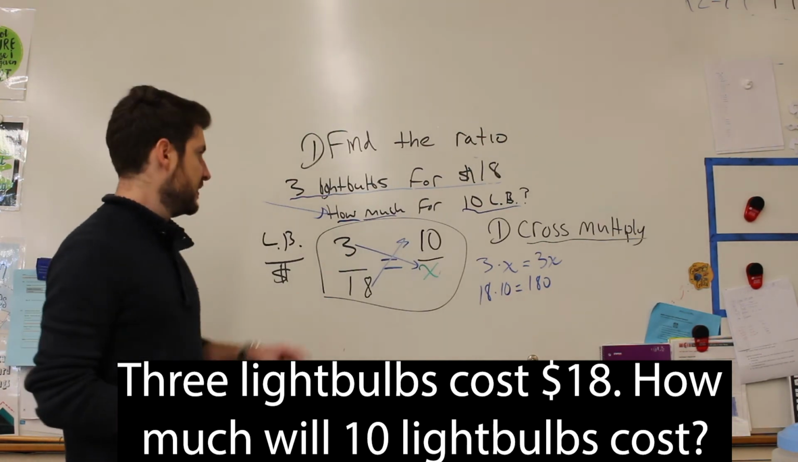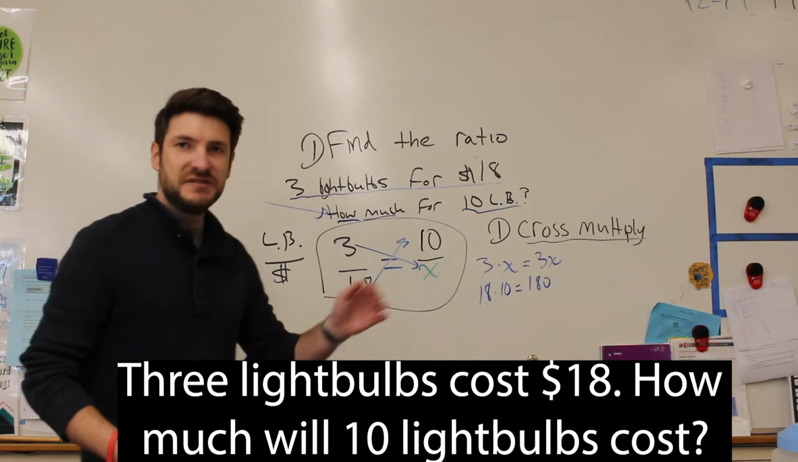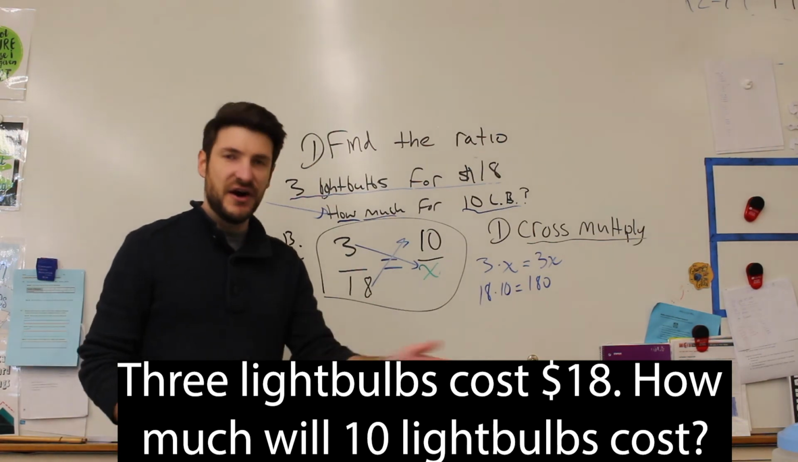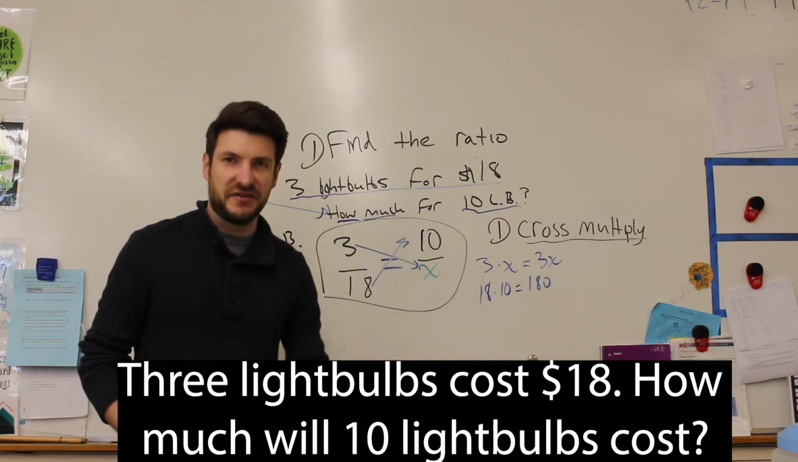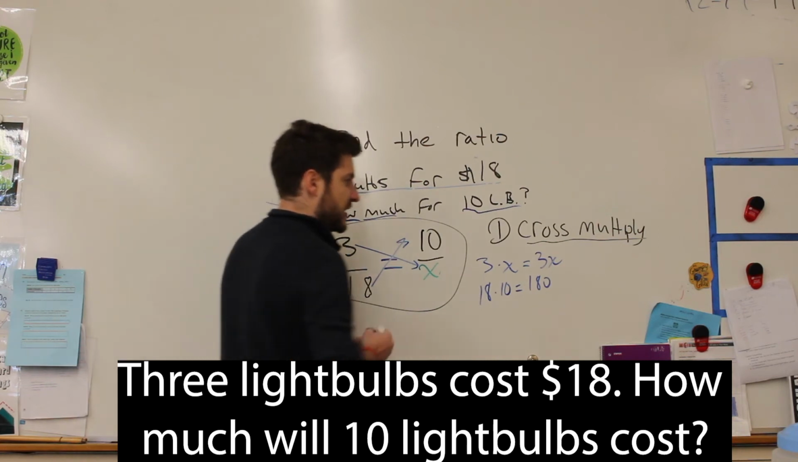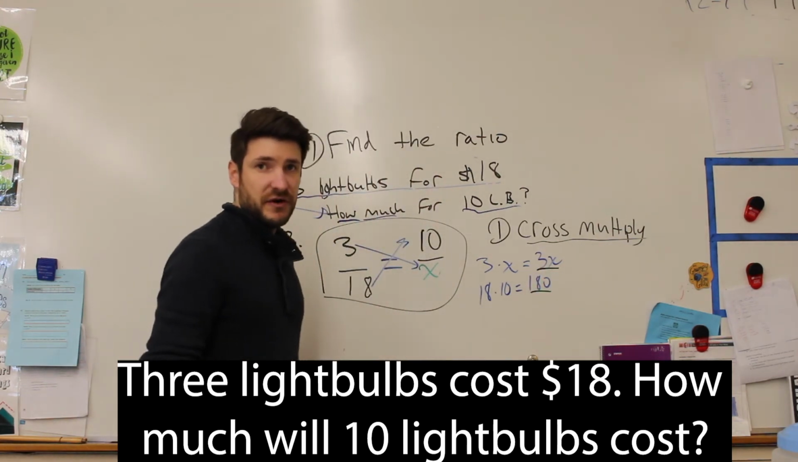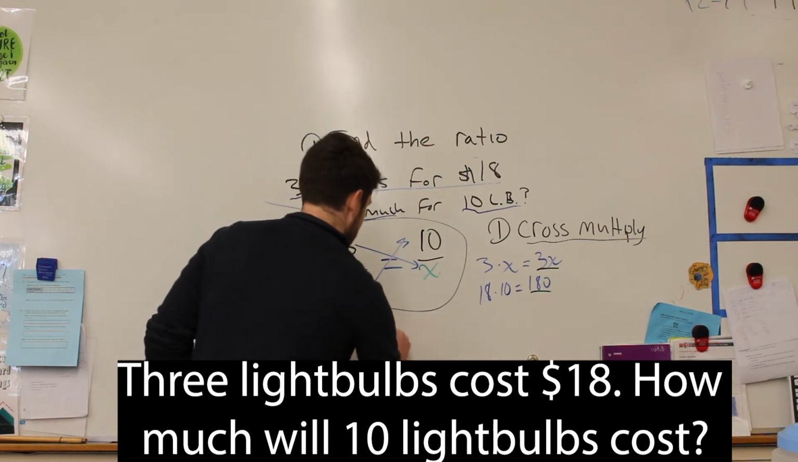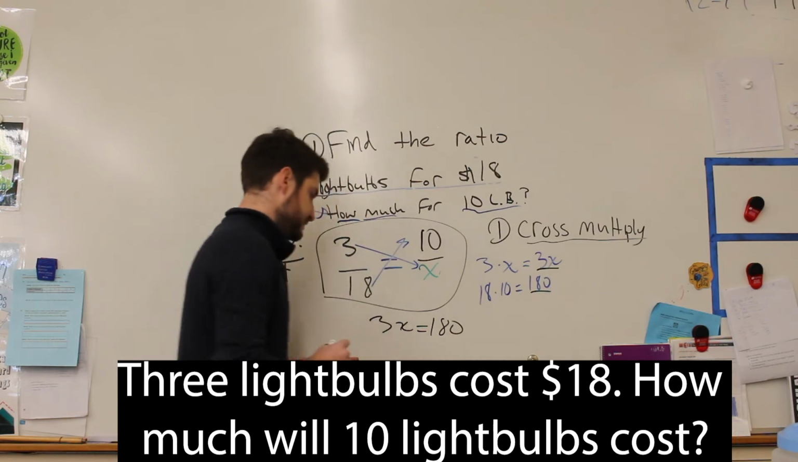Cross multiply. 3 times x, 3x. 10 times x, 10x. 100 times x, 100x. 1001 times x, 1001x. That's simple. Now take these two products that you have and set them equal to each other. 3x equals 180.